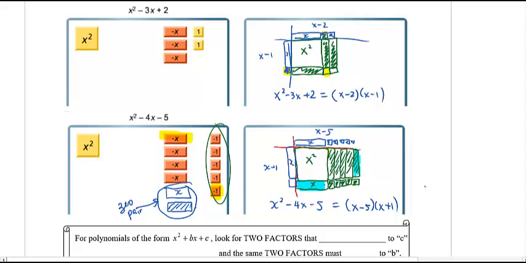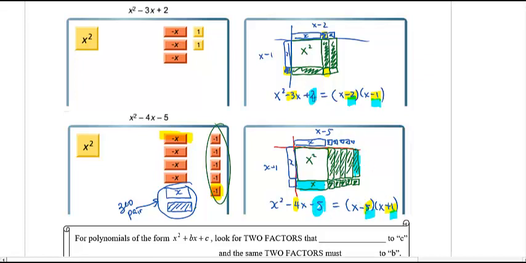Now I want you to look back at these 3 examples, and I want you to connect these ideas. Okay, this b value with these numbers, and also this c value with these numbers. Same thing here. B value with these numbers, c value with these numbers. So for polynomials of this form, x squared plus bx, so a number in front of the x, and then plus c, what are we doing here? You're actually looking for two factors that what to see.